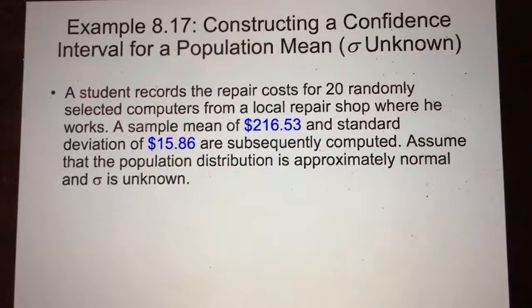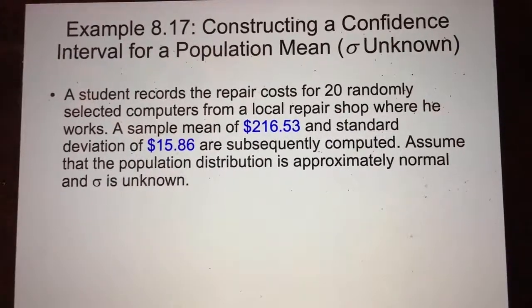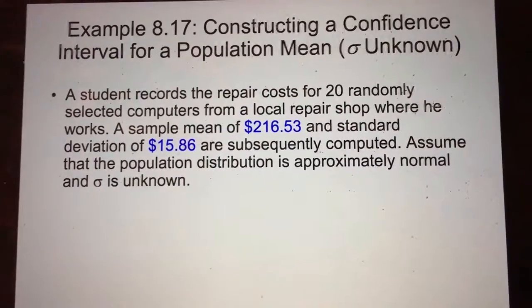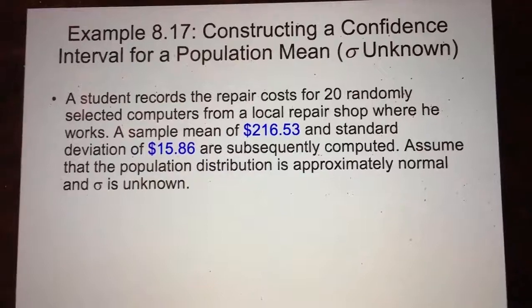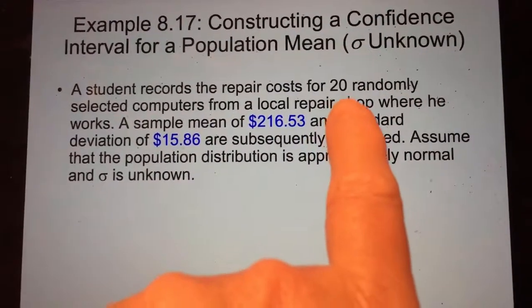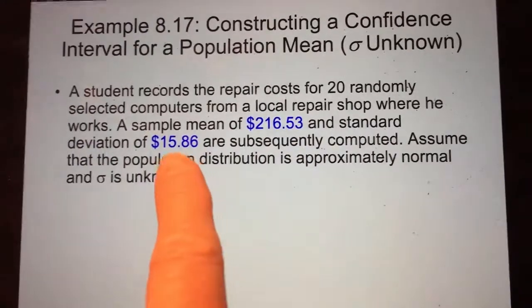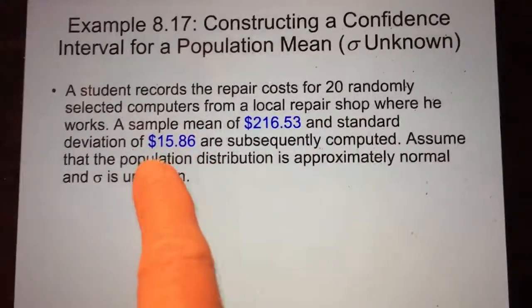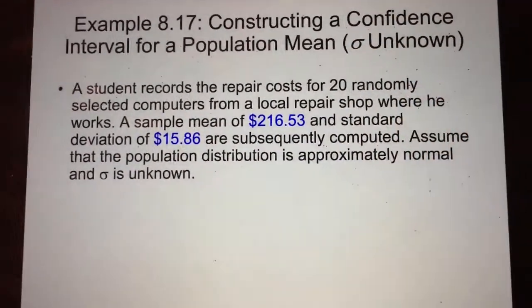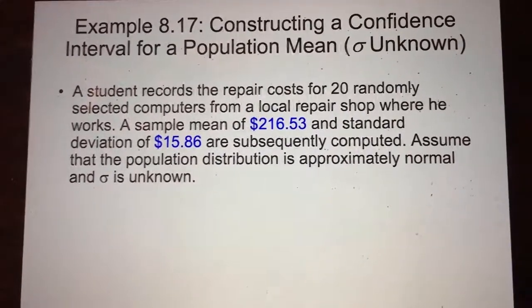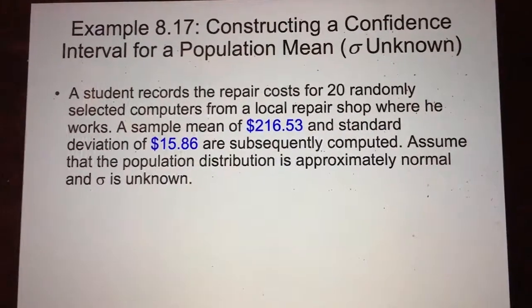Okay, so now we have constructing a confidence interval. Again, this is just another example. Here they have 20, so our degrees of freedom will be 19. We have a sample mean. We have a standard deviation of the sample. We do not have the true population standard deviation, so we will use T again.